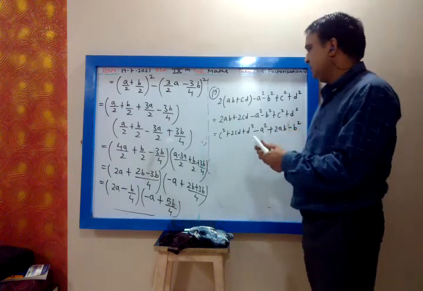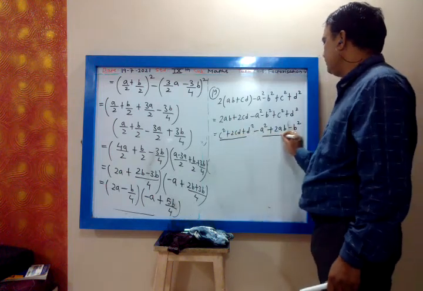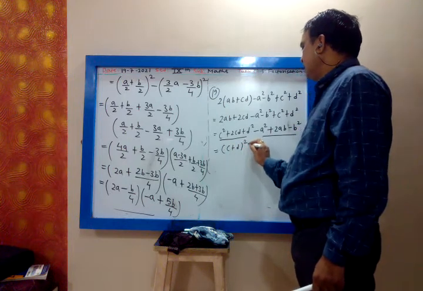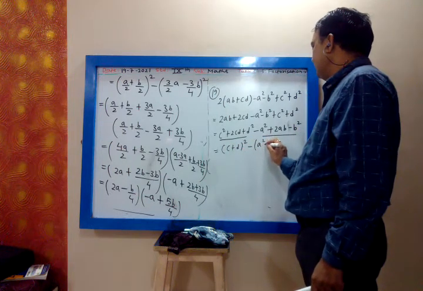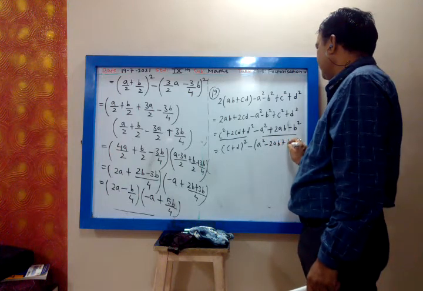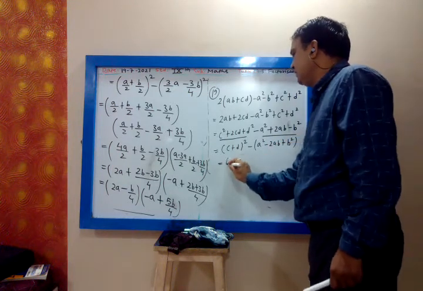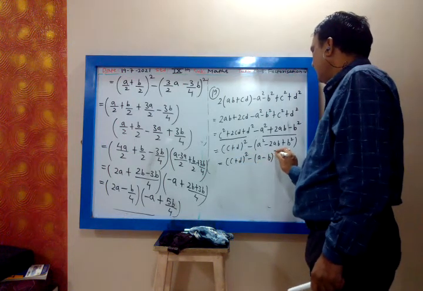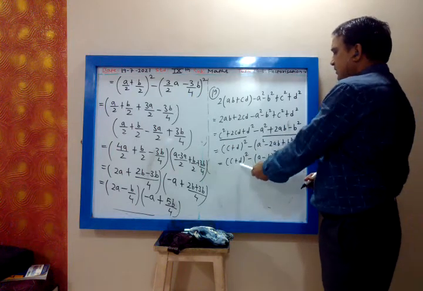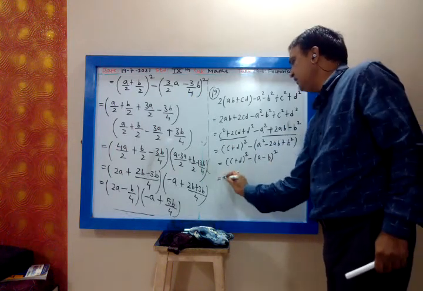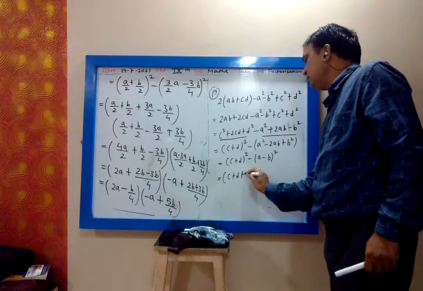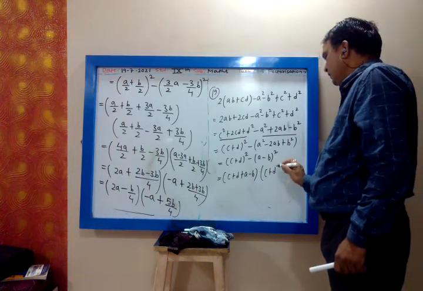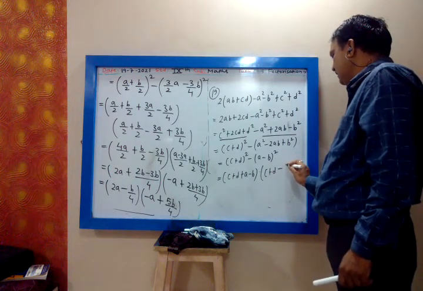Now let us take three terms together. These three terms together. So this will be c plus d whole square, and this I can write minus common a square minus 2ab plus b square. So this I can write (c plus d) whole square minus (a minus b) whole square. Again x square minus y square, x plus y into x minus y. So (c plus d plus a minus b) into (c plus d minus a plus b).